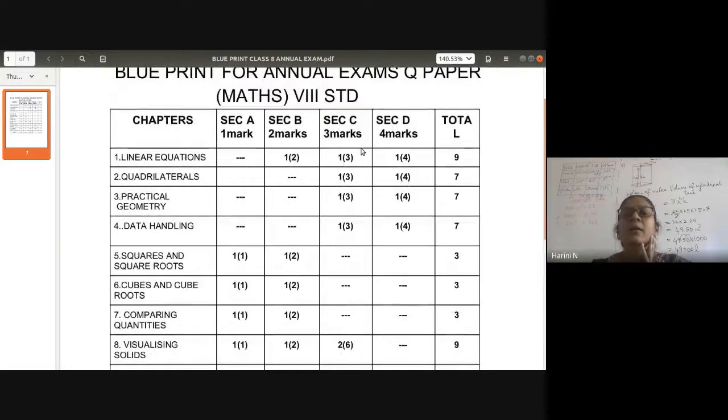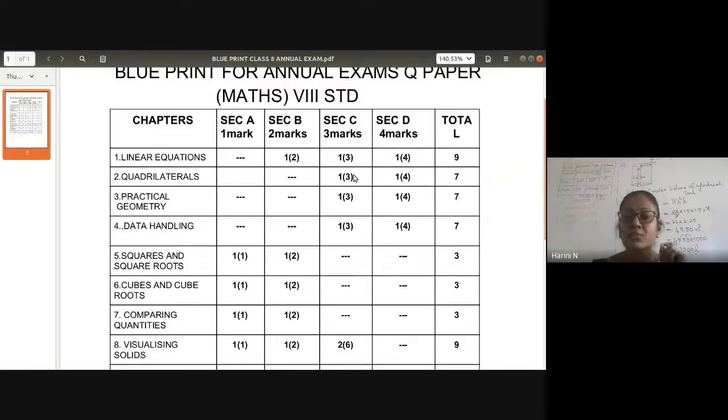answer. So this will come from linear equations, quadrilaterals, practical geometry. We didn't do anything in practical geometry for a midterm. You understand, because it was through your Google form, the construction could not be tested at all. So that's why I have taken one in section C and one in section D. Both of these are going to be constructions. Please be careful. Practice all the constructions that I have taught you. Okay? You can go through the video once again also. It will help you to learn the construction again properly.